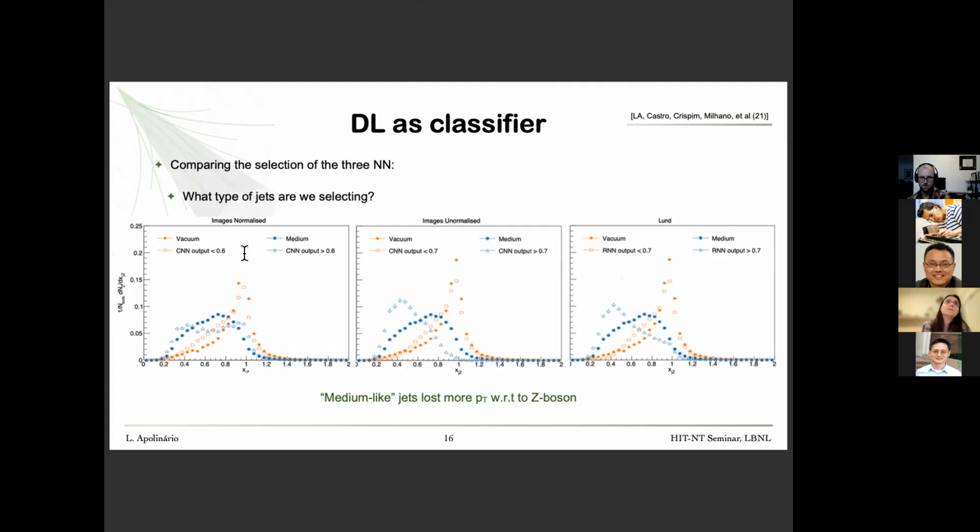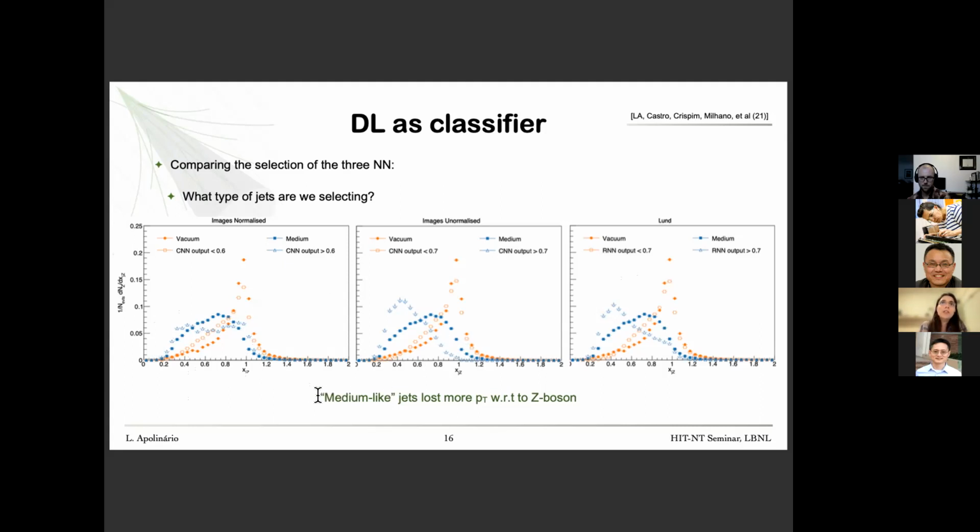And as you can see, in this case we are looking at the boson-jet asymmetry. And one thing is for sure: again, the neural network is identifying medium-like distributions as being pushed to even lower values of xjZ with respect to the Monte Carlo truth.